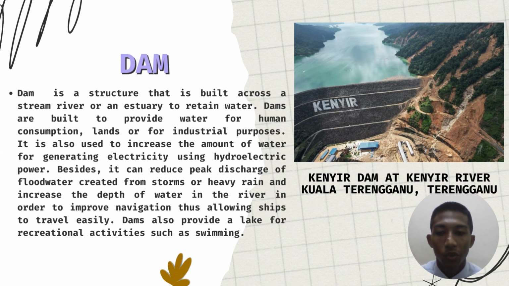Next, I will talk about the dam structure. A dam is a structure that is built across a stream, river, or an estuary to retain water. Dams are built to provide water for human consumption, lands, or for industrial purposes. It is also used to increase the amount of water for generating electricity using hydroelectric power. Besides, it can reduce peak discharge of flood water created from storms or heavy rain and increase the depth of water in the river in order to improve navigation, thus allowing ships to travel easily. Dams also provide a lake for recreational activities such as swimming.